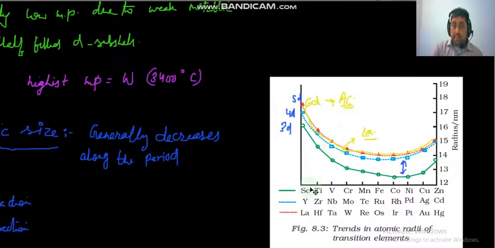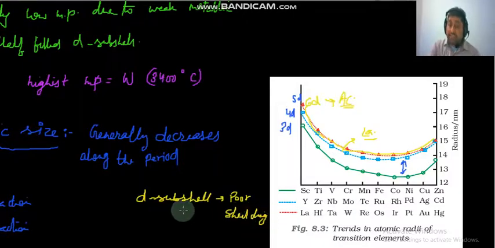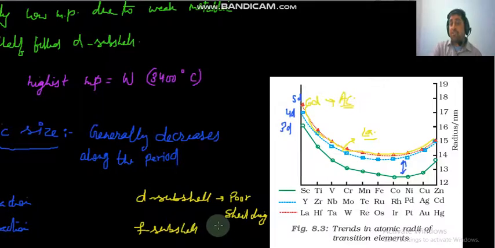Now why does this happen? As we know, the D subshell has poor shielding, and the poorest shielding is due to the F subshell. The F subshell has poor shielding, even poorer than the D subshell.